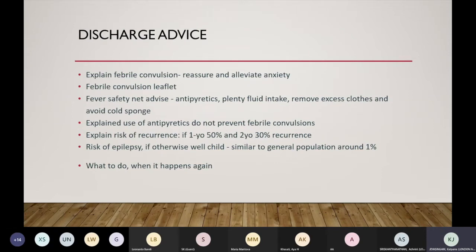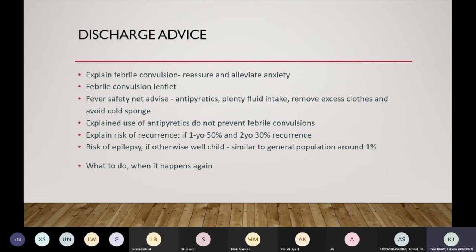Again, this is more for OSCEs, I would say, in case you have an explain station. So explain to parents what they know about febrile convulsion, and explain to them if they don't know anything, or just add bits and bobs if they already knew most of the stuff, and reassure them. Always offer them a leaflet, give them safety net advice, so antipyretics, plenty of fluids, remove excess clothes and avoid cold sponging, and explain to them to use antipyretics to prevent these febrile convulsions, especially if a child is known to have them.